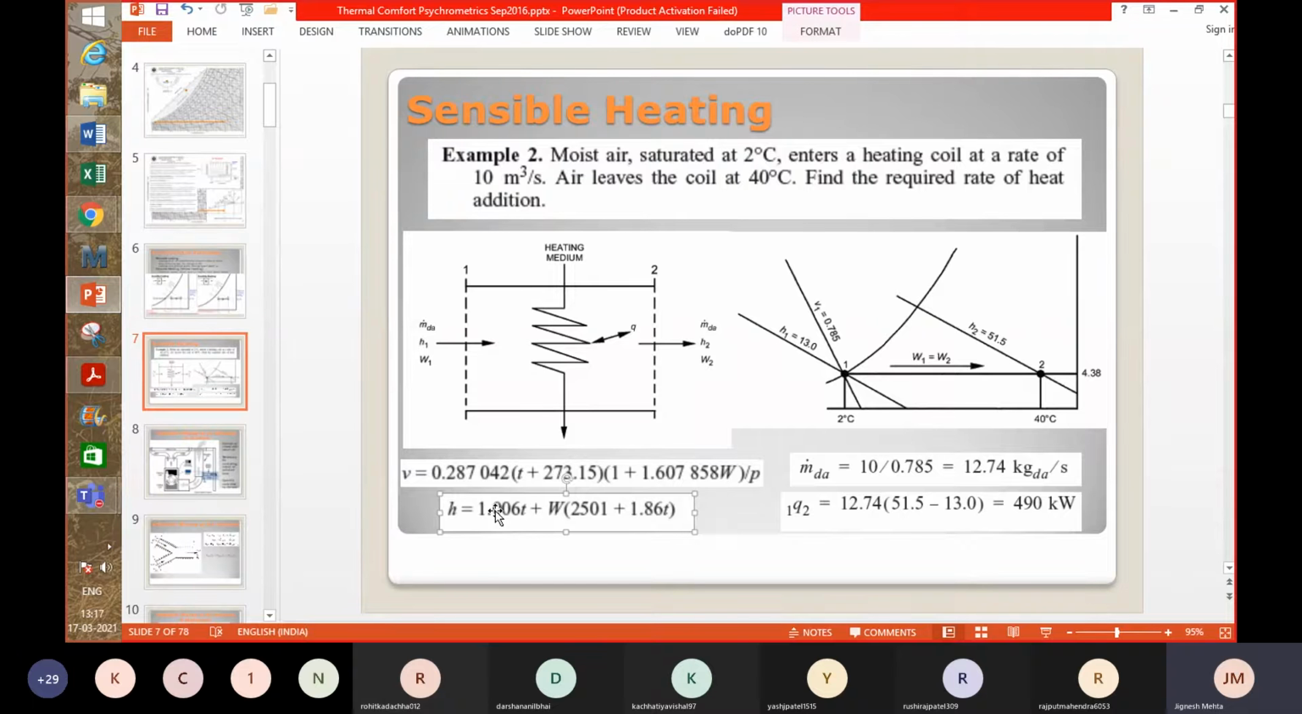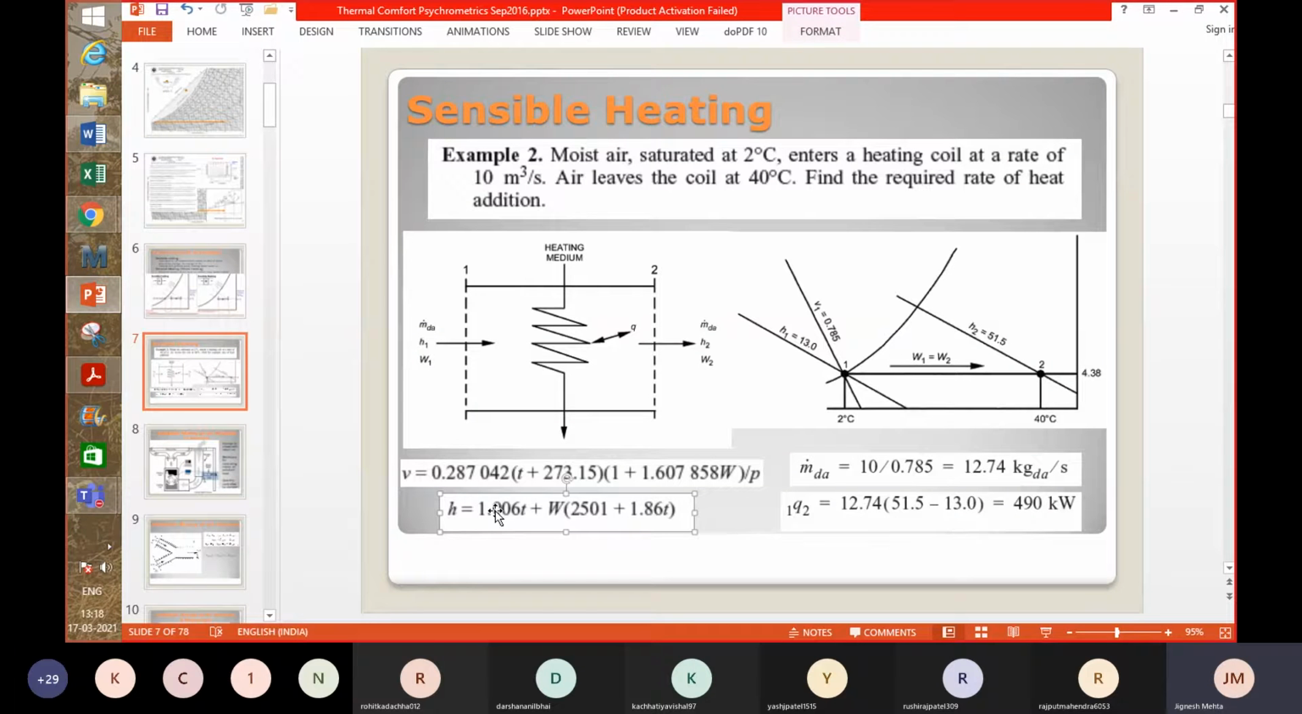So it is assumed that the water has evaporated at 0 degrees Celsius. So 2501 is the latent heat of vaporization at 0 degrees Celsius. So 2501 is put, and after 0 up to whatever is the temperature, whether it is 2 degrees Celsius or 40 degrees Celsius, that number is multiplied by 1.86. 1.86 is the value of specific heat of water vapor.